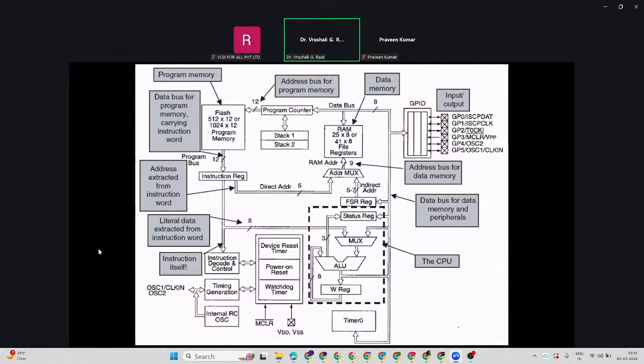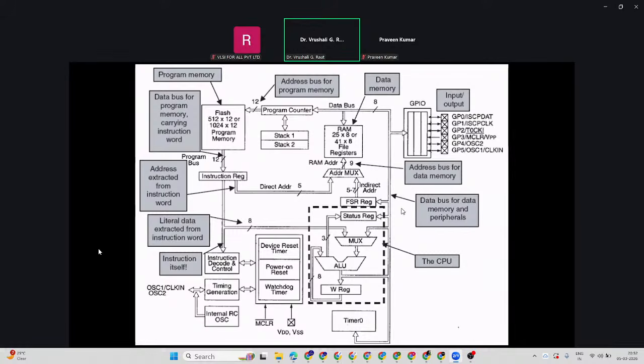What do we mean by indirect addressing? Means we are telling the memory location from where we have to fetch the data. And in direct addressing, directly we are telling that this data has to be fetched. That is the difference. Either telling the memory location or directly telling what to fetch.